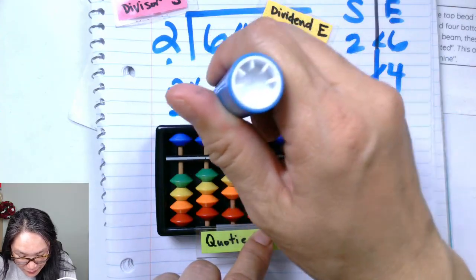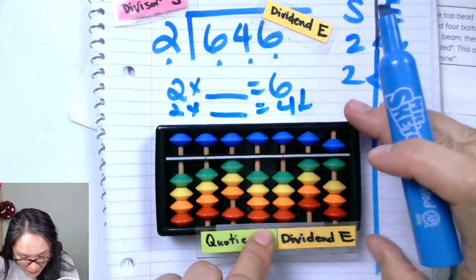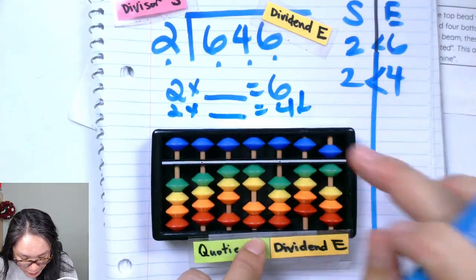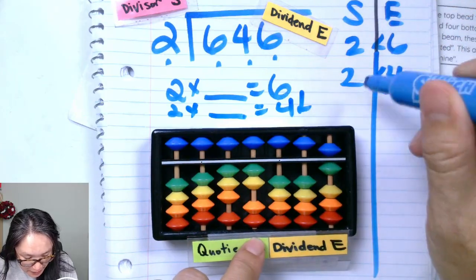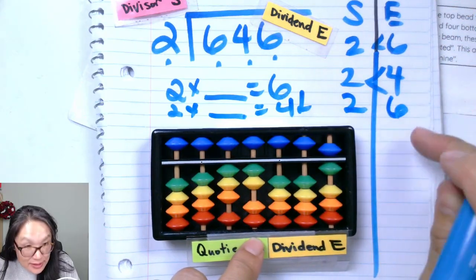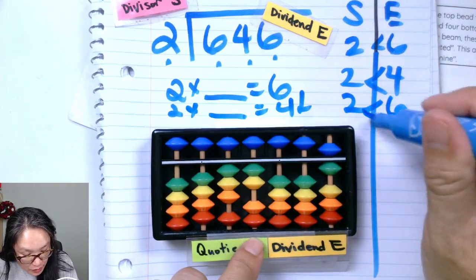All right, 2 times what is equal to 4 or less? 2 times 2 is equal to 4. So take away 4. So who's bigger, 2 or 6? 6 is bigger. So I need to make the 6 bigger.